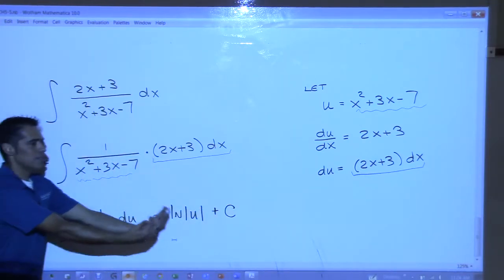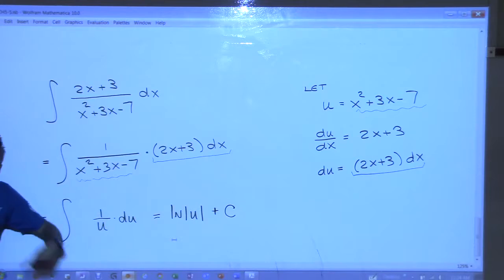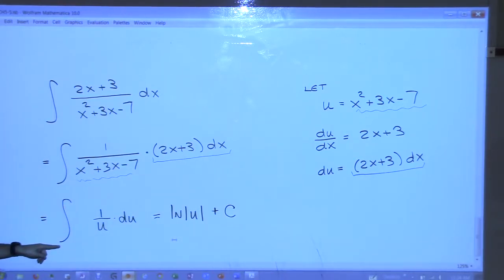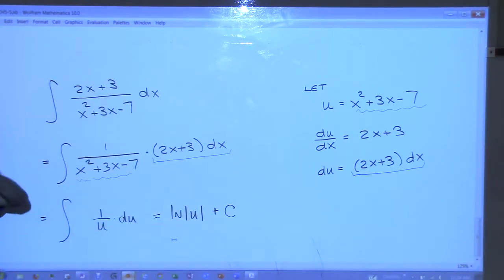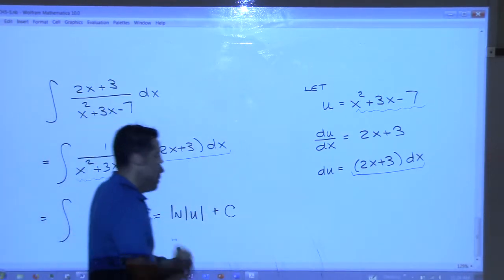So from this step to this step is where you're finding the antiderivative, so there's no more integral sign, right? And we are there, but our answer is in terms of u. We need to get our answer back in terms of x. So we just replace that u with that.